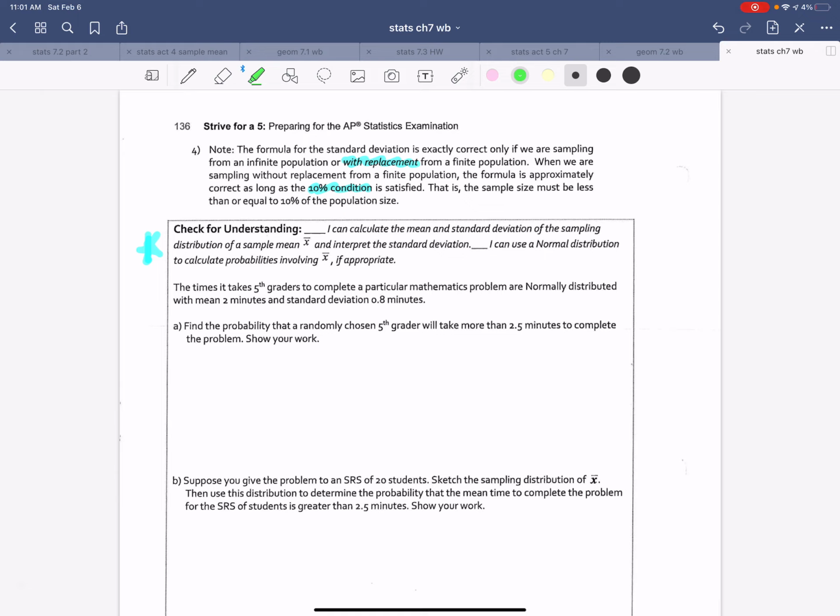All right, so our first example says, the time it takes a fifth grader to complete a particular math problem is normally distributed with a mean and standard deviation given. Find the probability that a random ninth grader will take more than 2.5 minutes to complete. Now, I didn't see the word average, so this is just my normal population distribution. Okay, so my mean is 2, and my standard deviation is 0.8, and so what would be the probability it would take more than 2.5 minutes to complete?